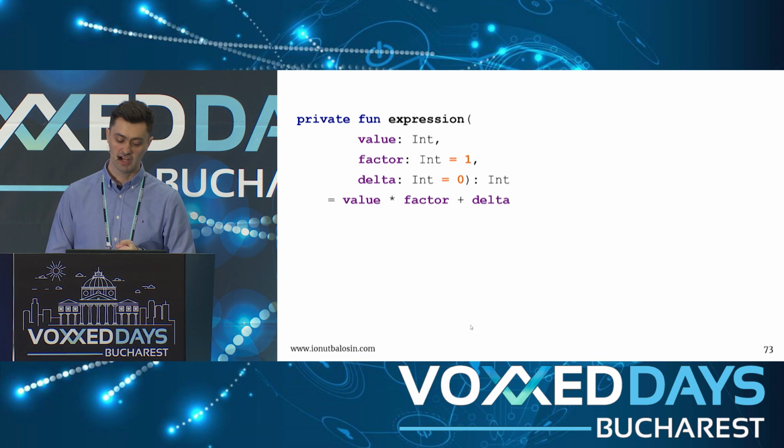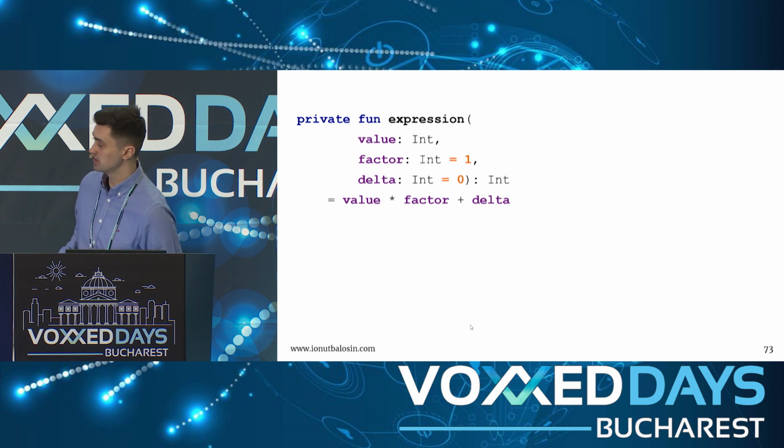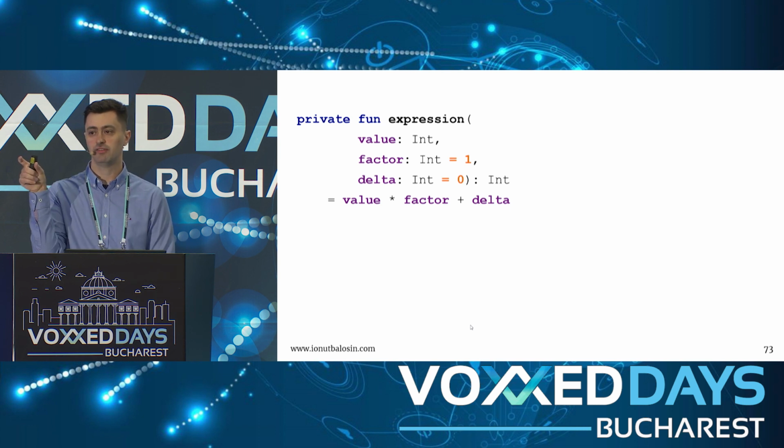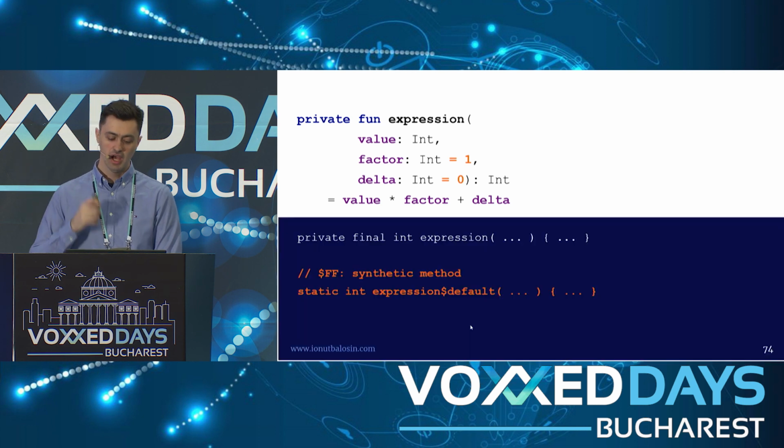And how it looks, for example: you have the expression, and only the first parameter of the expression, the value, is a mandatory one. However, I can call the expression with factor and delta being optional. And if they are optional, the default values are used. For example, 0 and 1. But you need to specify them in the method signature.